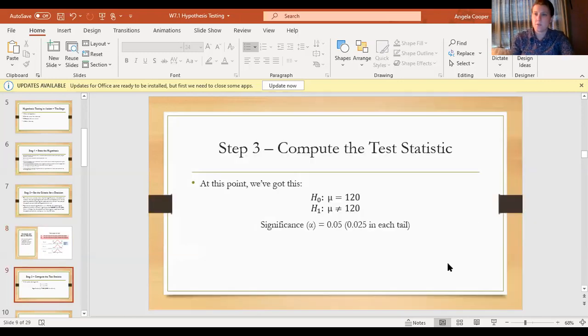Anyway, so step 3. We got through step 1 and step 2. At this point, this is what we have. We have a null hypothesis of the population of Generation Z using social media for 120 minutes.